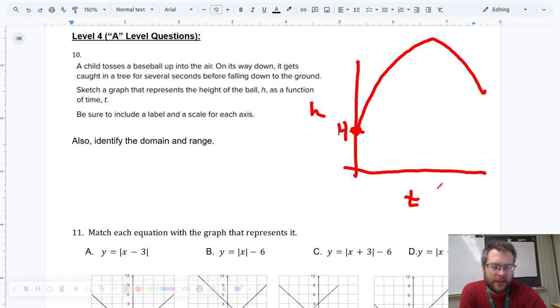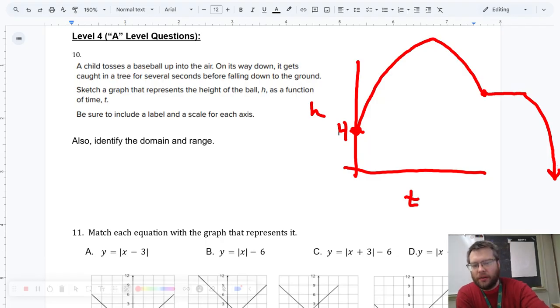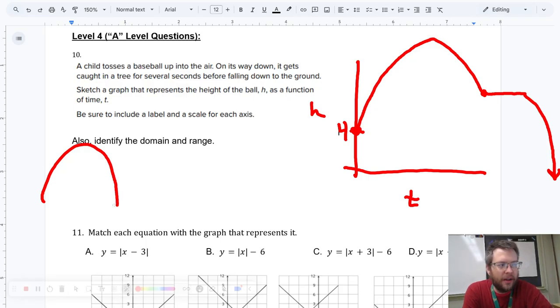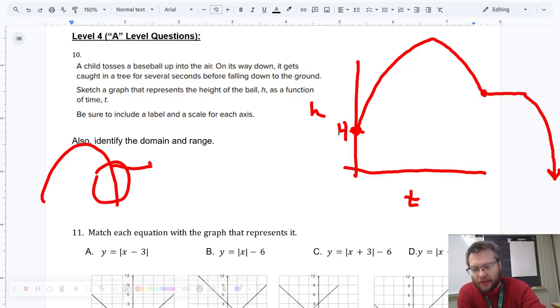Notice that the x-axis is the time. So if it gets caught in the tree for several seconds, it's going to be caught at the same height. That's why I drew a horizontal line, because it's at the same height for a couple seconds, and then it falls to the ground. If it didn't get caught in the tree, we would just see our normal arc through the air of a ball flying through the air. That would be called a parabola. We'll study that later in this unit. But because it got caught in the tree, it's like I took this part of the parabola and slid it over like that. That's kind of where I came up with the shape.